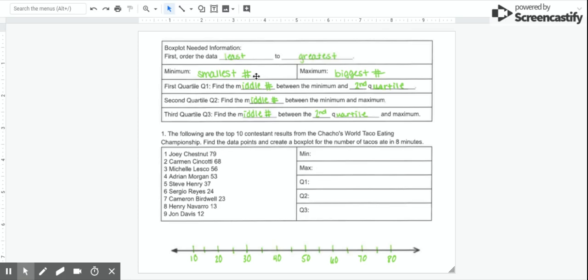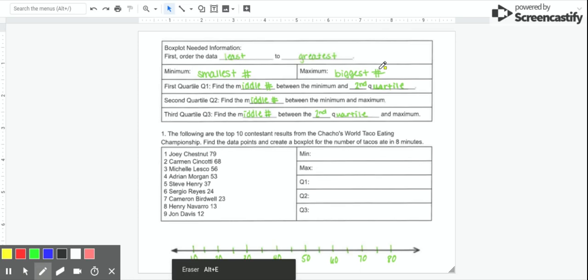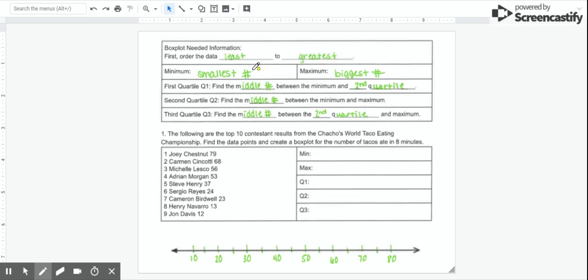So then you have to find the minimum. That's one of the pieces of data you need. And minimum is just the smallest number. You have to find the maximum, which is just the biggest number. And those pretty much make sense. You can probably figure that out even without any prior knowledge of box plots.